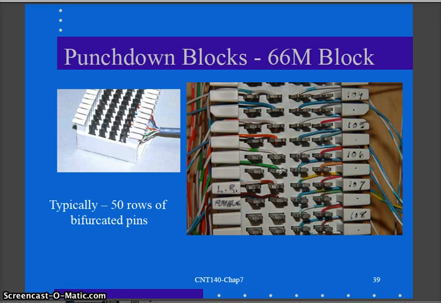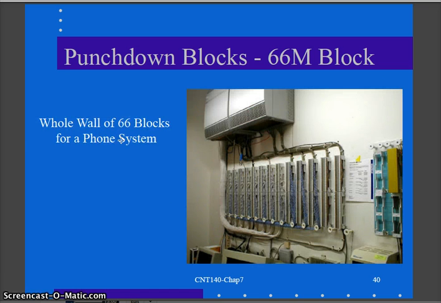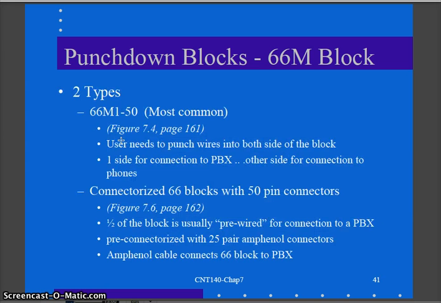50 rows of bifurcated pins. That's the type of pin this is. That little slight V in there is for punching the wires in. There's a whole wall of 66 blocks for, again, terminating phone wire in a facility, phone wiring.